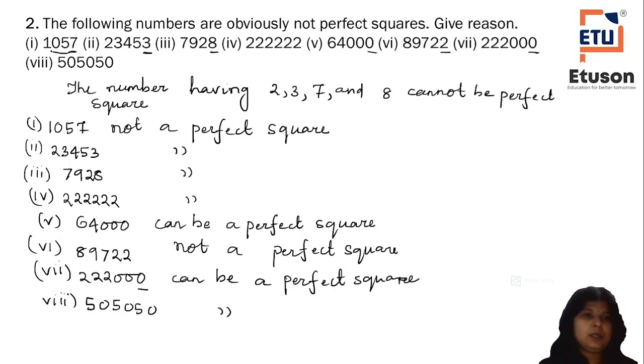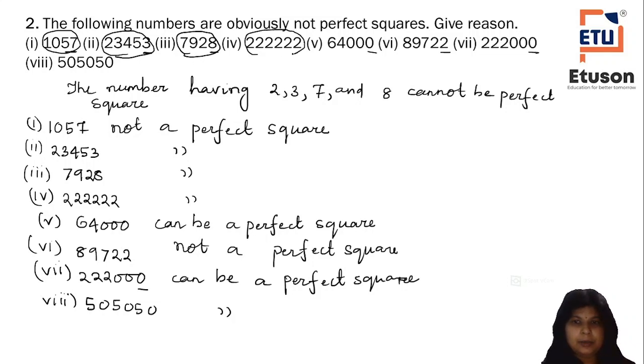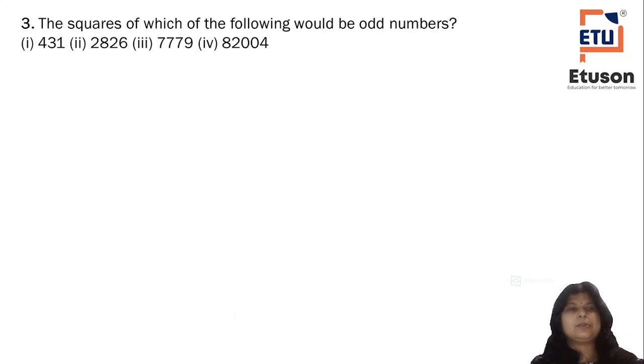So what are those numbers? You have 1057, 23,453, 79228, and 89,722. The rest, as they have 0 at their units place, there is a possibility that they can be a perfect square, correct? So now let us go to the next question.